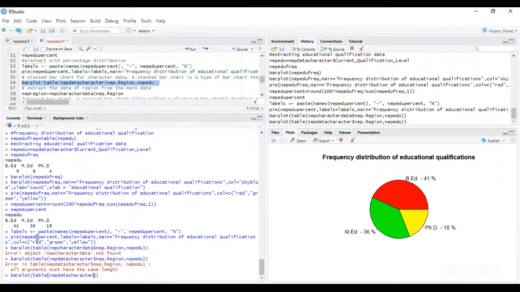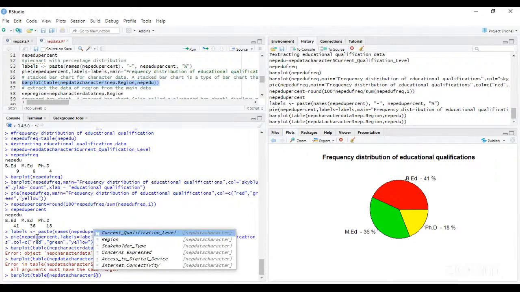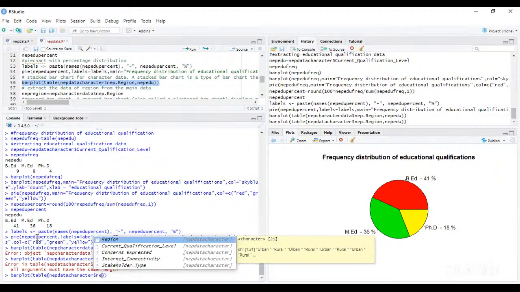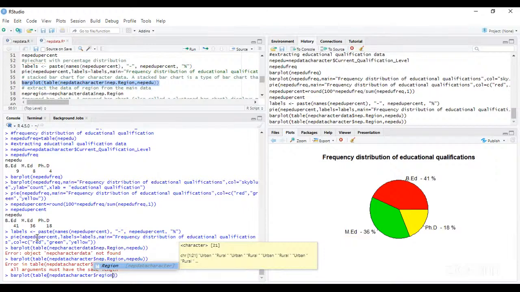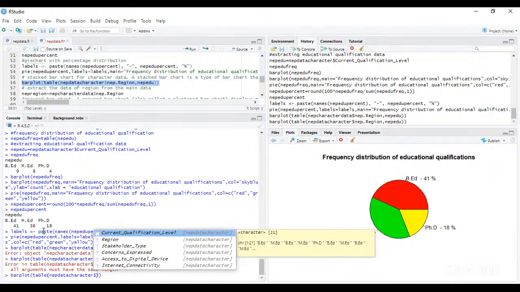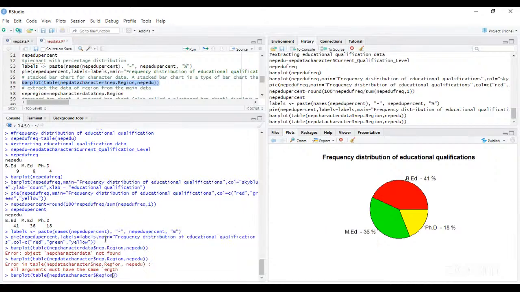Now dollar sign, dollar region, the second number. Ma'am, no, select the region. Watch out: if you write it, it will go wrong because you're not writing exactly what is needed. Now comma. Now write NEP edu. Now enter.